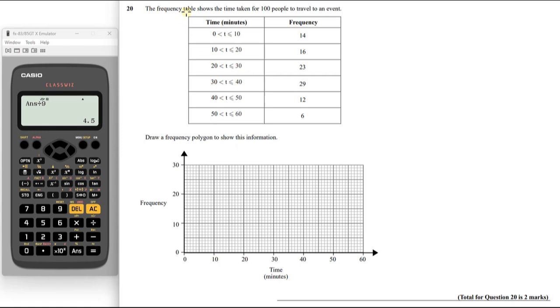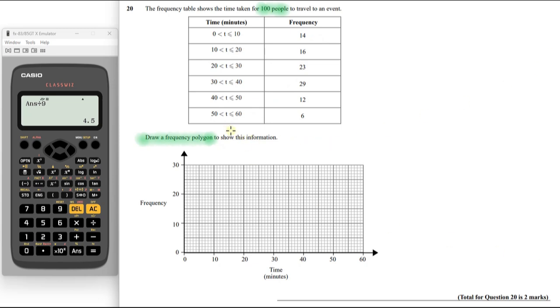Question 20. The frequency table shows the time taken for 100 people to travel to an event. You can see that 14 people took between 0 and 10 minutes to travel, and 16 people took between 10 and 20 minutes, and so on. We need to draw a frequency polygon to show this information.